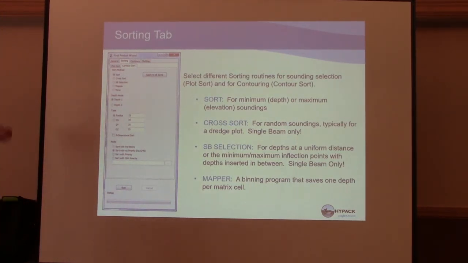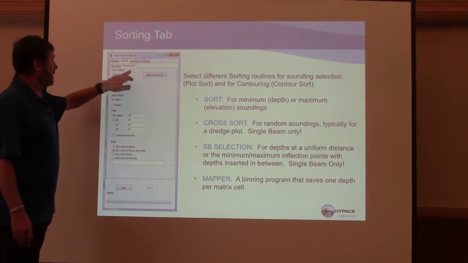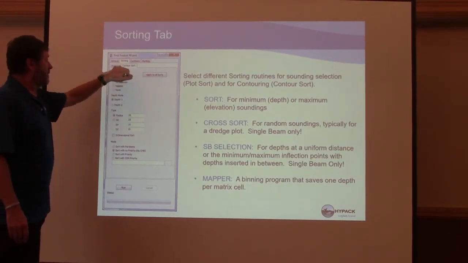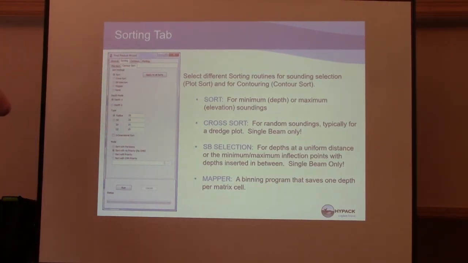Okay, and then you apply the same settings by hitting this button to the plot sort as it would be for the contour. But typically, I think you'll plot at a different scale of soundings versus the contours. You might want to have a denser data set for the contour generation.